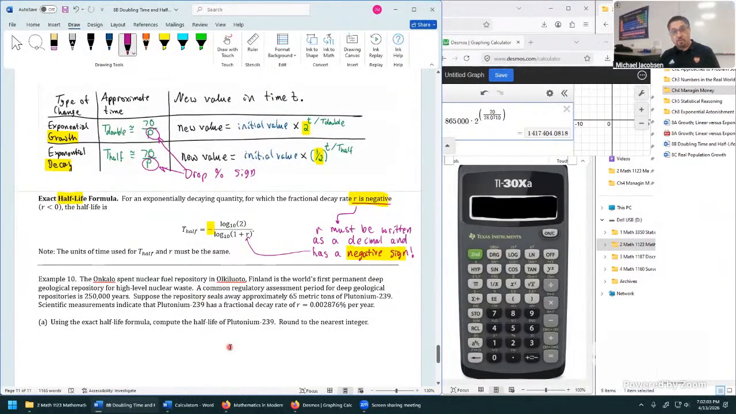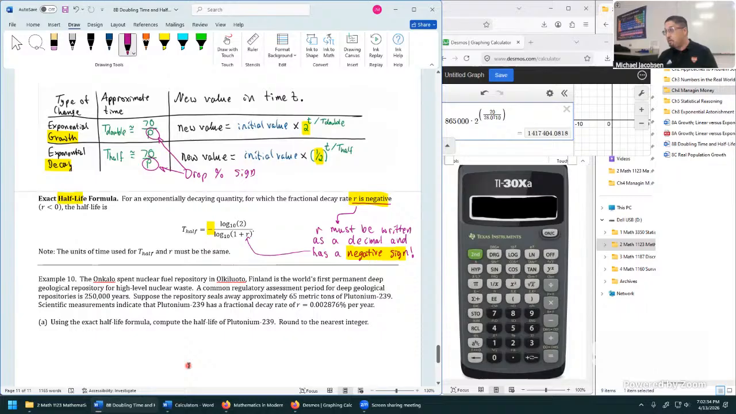And for these kinds of repositories, these are real places that people consider and plan building. This one has been built. A common regulatory assessment period for deep geological repositories, again, this is for nuclear waste, is 250,000 years. So these are very, very impressive engineering projects to try to build something that endures that amount of time. I think a lot of people would probably say it's nearly impossible, but we still try.